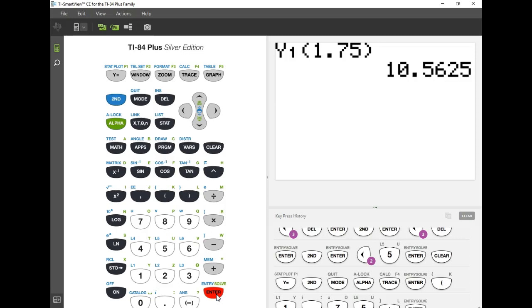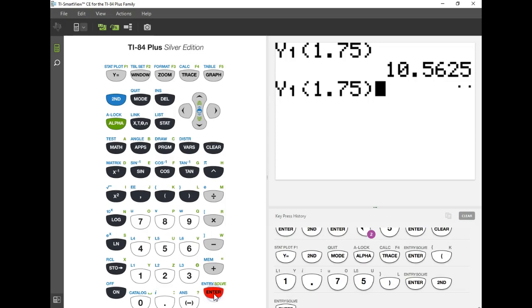And we're going to be using that store function a lot in the calculator. And then we're going to be using this plug it in stuff. So y1 is going to be this. Pretty cool. We like that. So if I wanted to, I could just copy that over and change 1.75 into 1.9.